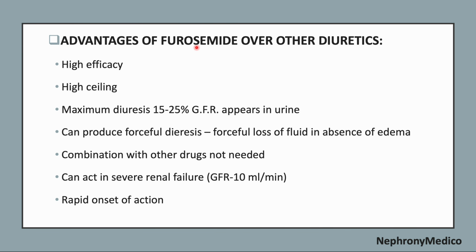Now, advantages of furosemide over other diuretics. It is a high efficacy drug, high ceiling, and maximum diuresis is 15 to 20% of GFR. It can produce forceful diuresis. Combination with other drugs is not needed. It can act in severe renal failure, with glomerular filtration rate of 10 milliliters per minute.